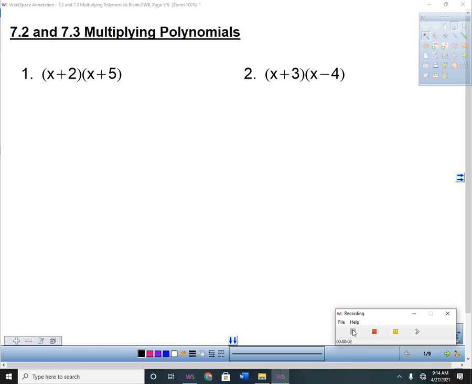All right. So in this lesson, we're going to be talking all about multiplying polynomials. This isn't something that's really new. We've done this before, but we're going to add a little to it. So first off, let's just kind of review what we're doing here.